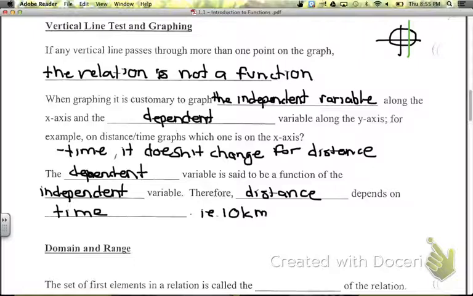Such as 10 kilometers per hour. So you notice that your distance depends on your time. So 10 kilometers depends on your hour.